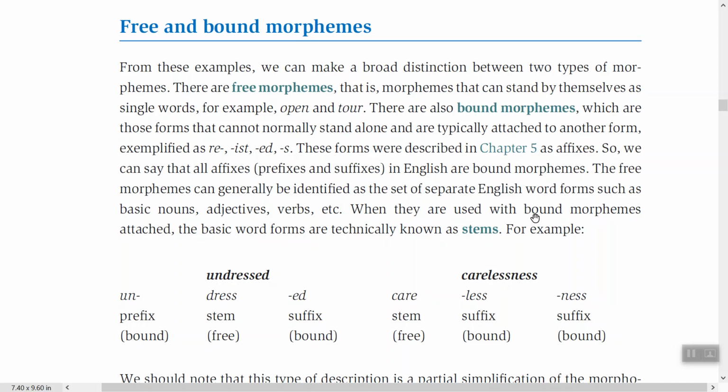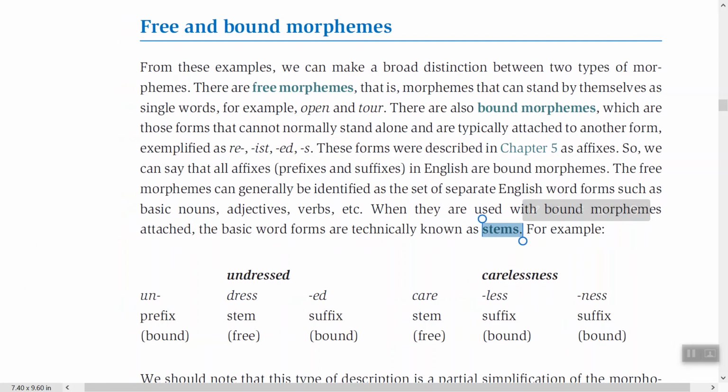When they are used with bound morphemes attached to the basic word forms, they are called stems. Okay, stems or roots, جذر يعني stems أصلية.